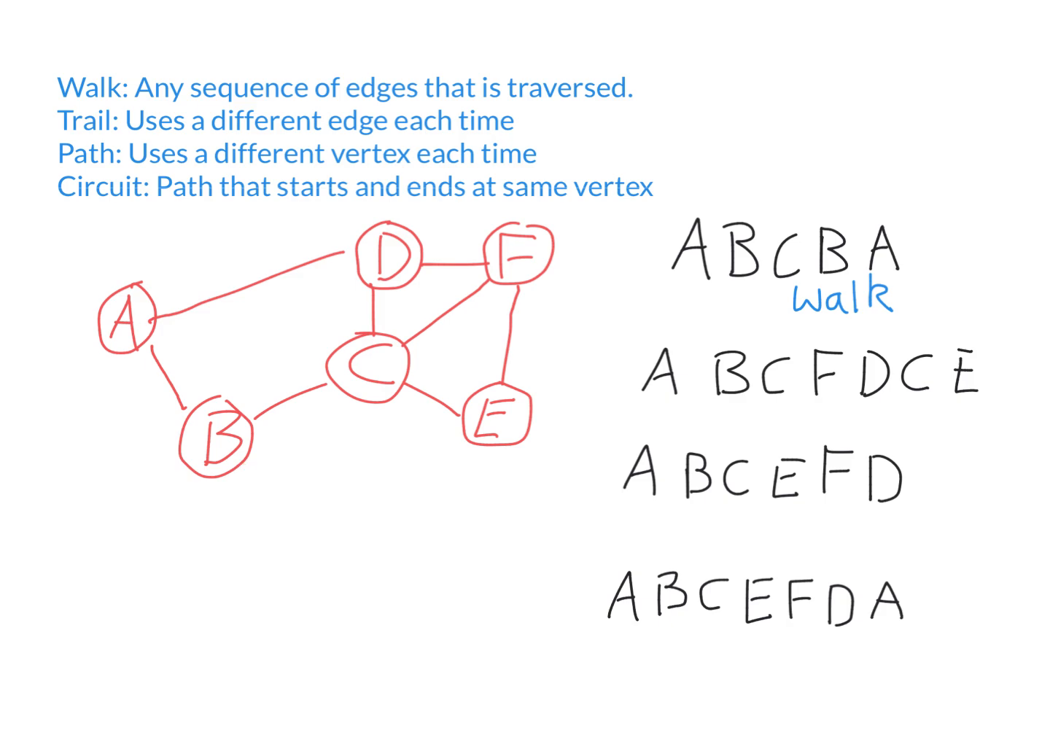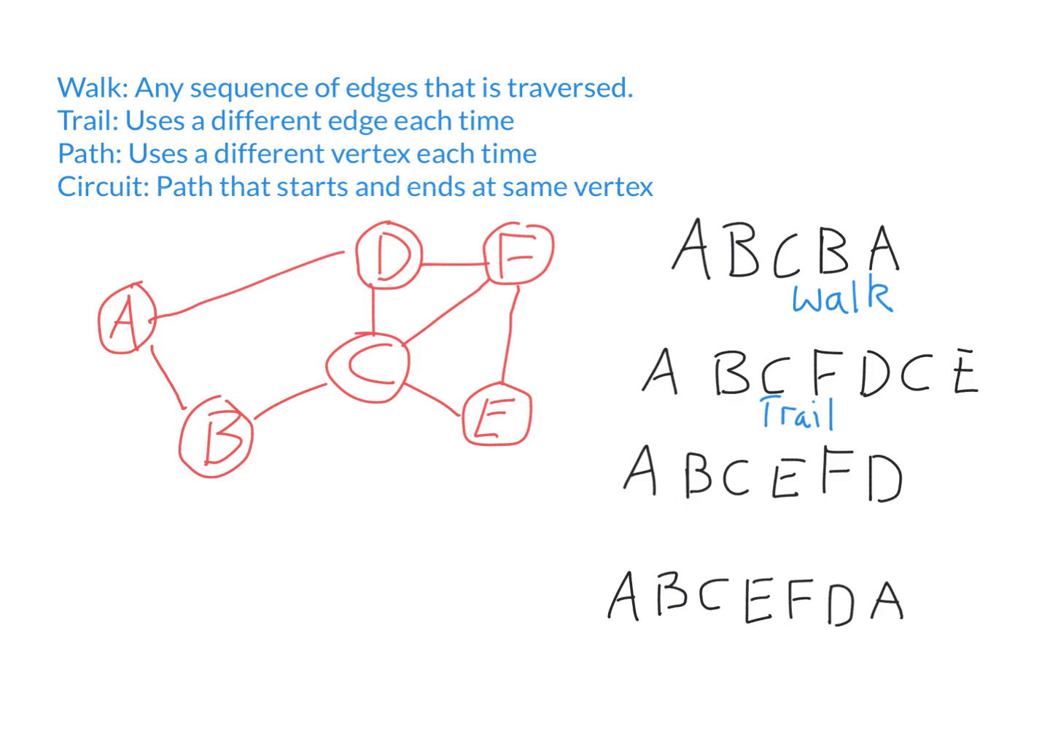Now, because it's not a path, it can't be a circuit. So let's look at this next one. We go A, B, C, F, D, C, E. So here we haven't used the same edge more than once. So this is an example of a trail. It's not a path, and the reason is we visited vertex C more than once.